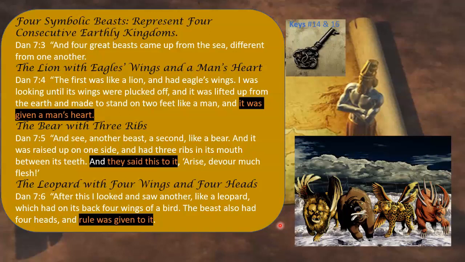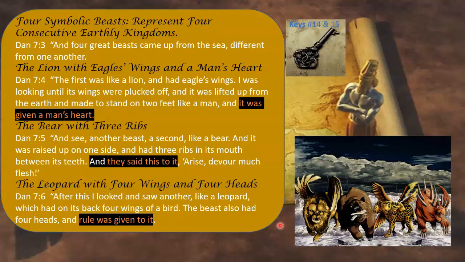The bear with 3 ribs. And see another beast, a second, like a bear, and it was raised up on one side and had 3 ribs in its mouth between its teeth. And they said this to it, arise, devour much flesh. The leopard with 4 wings and 4 heads. After this I looked and saw another like a leopard, which had on its back 4 wings of a bird. The beast also had 4 heads, and rule was given to it.